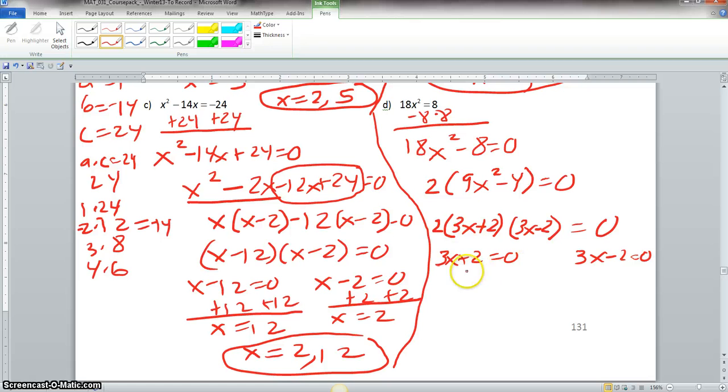And then we will solve. You subtract 2 on both sides. 3x equals negative 2. Divide each side by 3. And x is a negative 2/3.